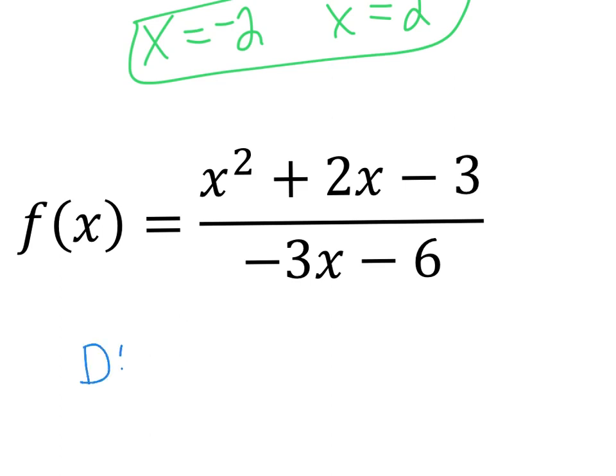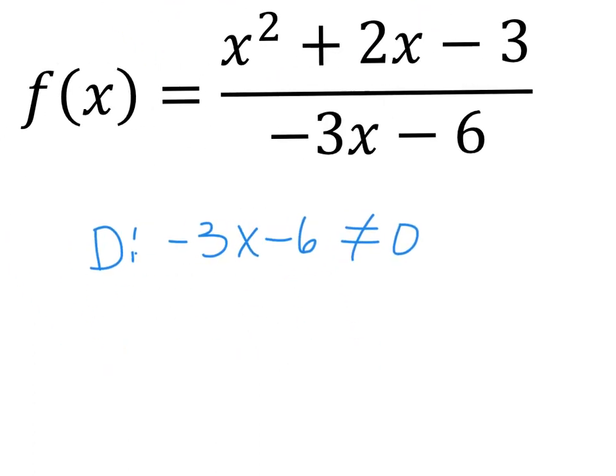Domain. Negative 3x minus 6 cannot be 0. So what do I take out of both? Negative 3. Always take out a negative if it leads with a negative. So I'm left with x what? X plus 2.